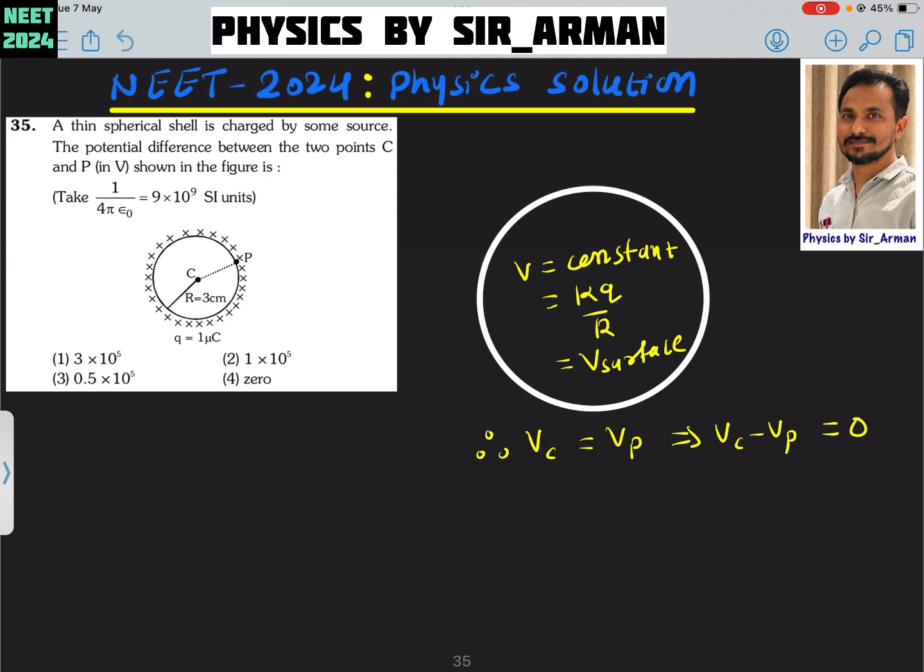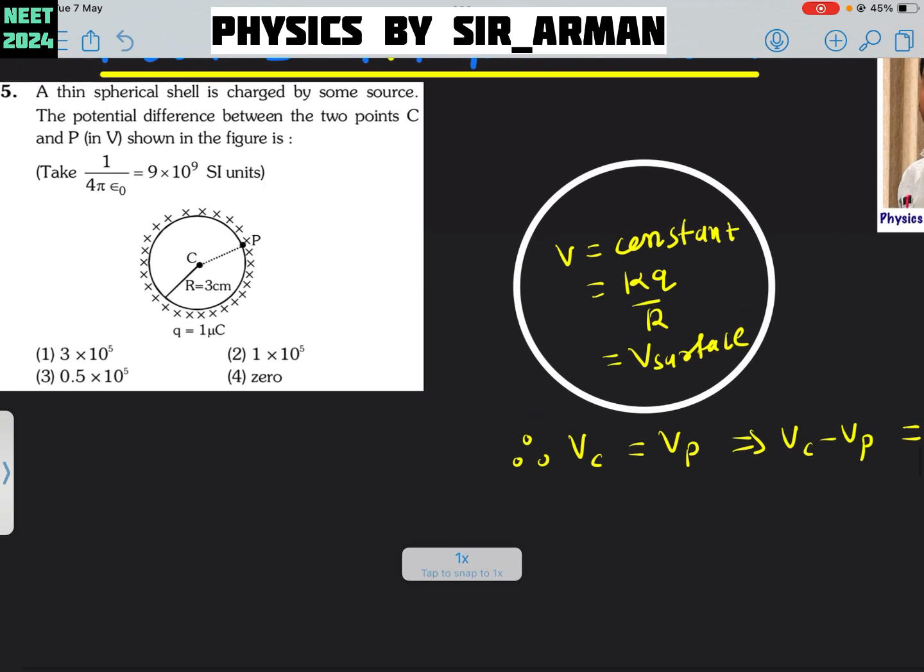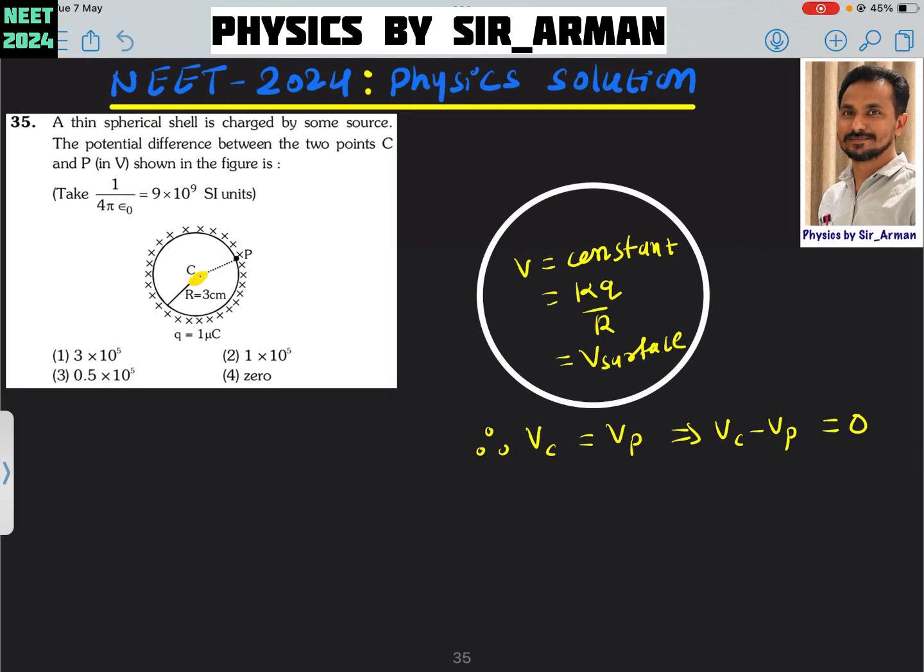Question number 35. A thin spherical shell is charged by some source. The potential difference between the 2 points C and P. Now see here, C point is at the center and P is on the surface. For a thin shell, the potential is constant throughout the surface and at the center. So if you go from the center of this sphere to the surface, the potential is the same. So the potential at point C and at point P is the same, meaning the difference is 0. So the correct option is option number 4.